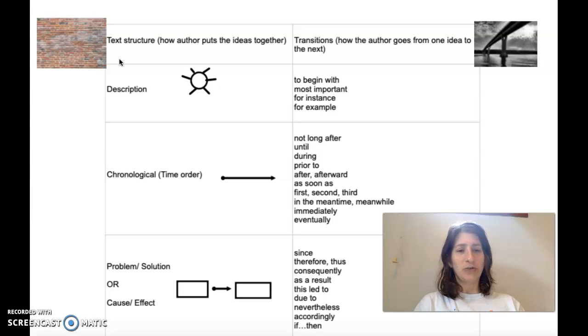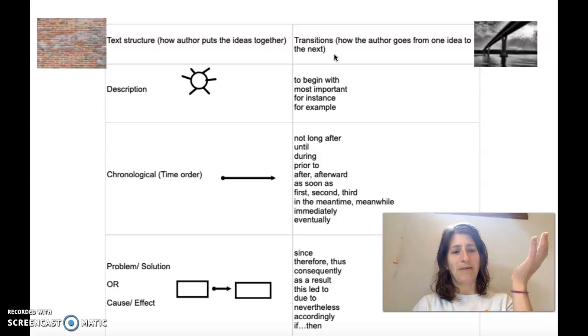I'm going to show you the transition words based on the text structure. That's a fancy academic way of saying how the author puts the ideas together. So if you notice over here, it's kind of like you're building a wall brick by brick. It's how the author is putting them together, just like a bricklayer would put the bricks together to make a side of a building. The transition words then are how the author goes from one idea to the next.